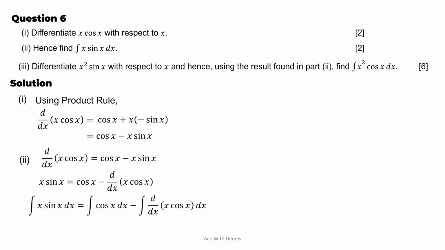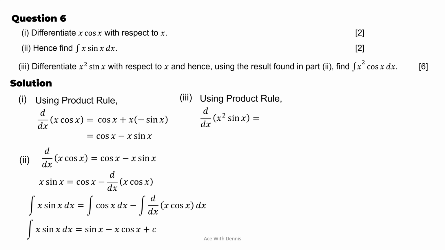Next, we integrate both sides, which we get integration of x sine x dx equals integration of cosine x dx minus integration of d over dx x cosine x dx. And we get integration of x sine x dx equals sine x minus x cosine x plus c. Part 3.